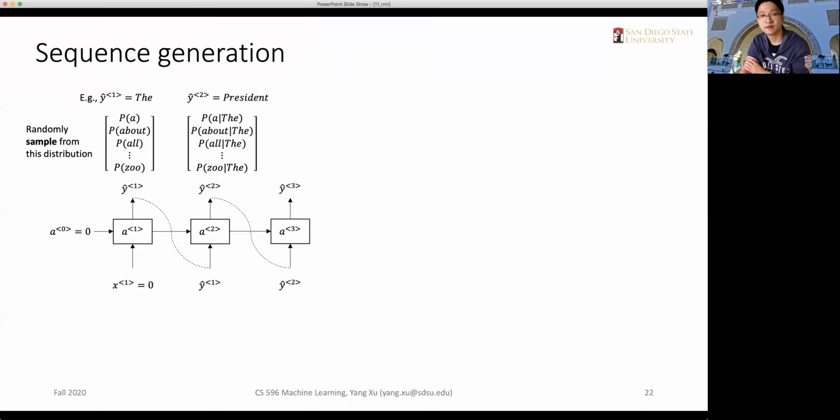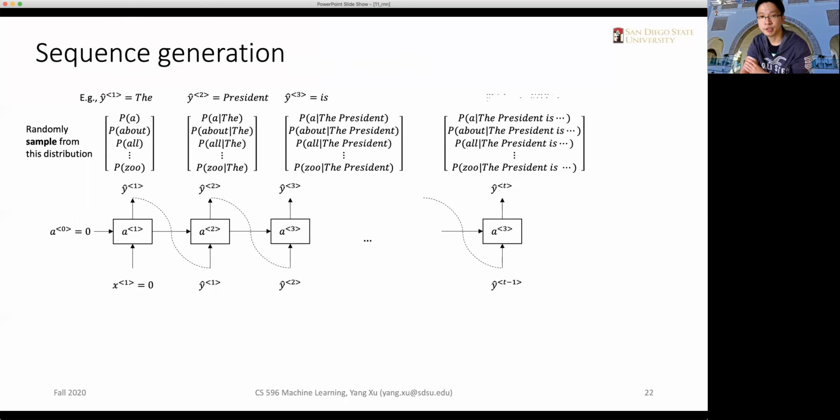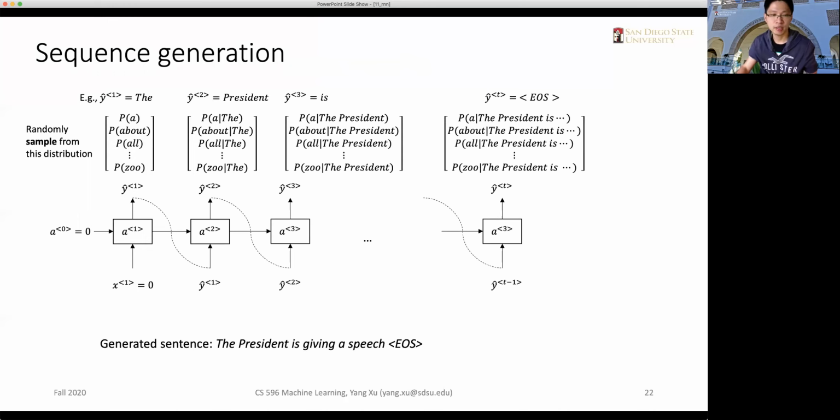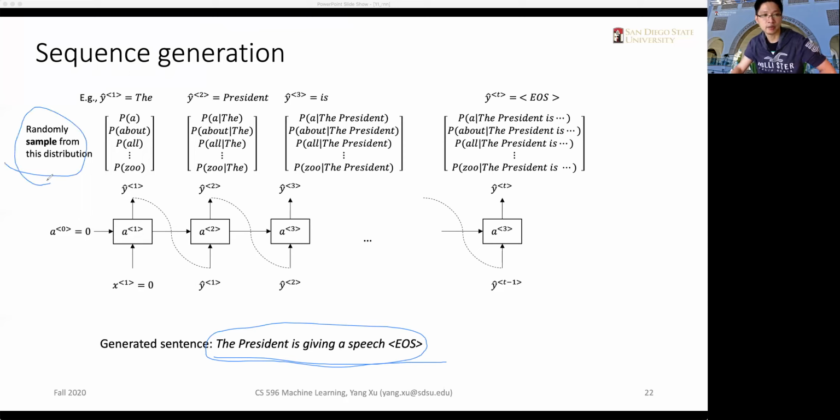And then feed the second word, president, to the third time step, and we can have the third word generated, and so on until we reach the point where the end of sentence is generated. So that's how we generate a sentence from scratch, given no information, right? So that is an interesting task a language model can do. We can basically generate a random sentence by randomly sampling the starting word from the generated distribution.